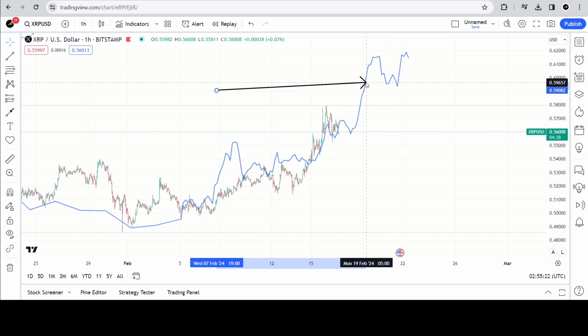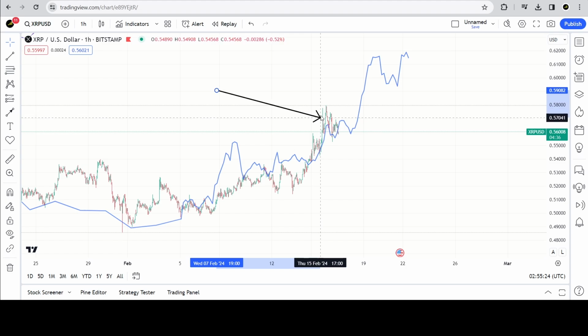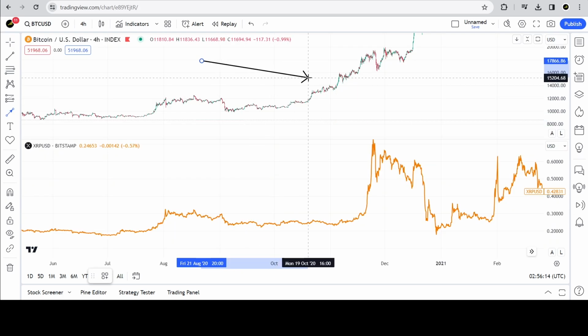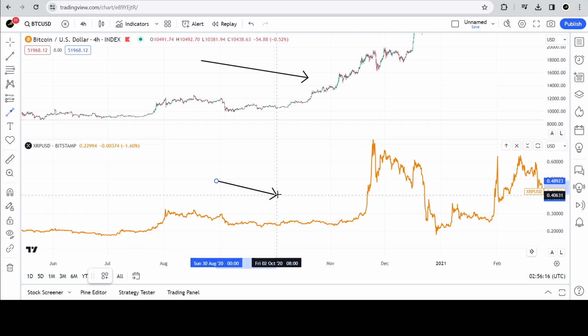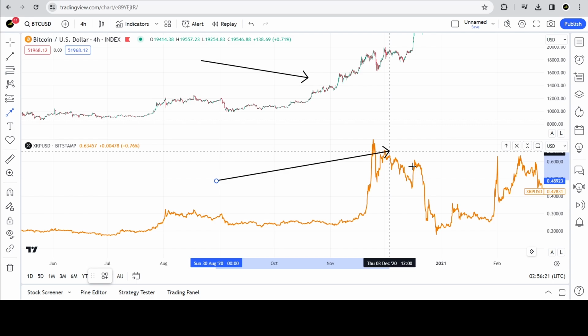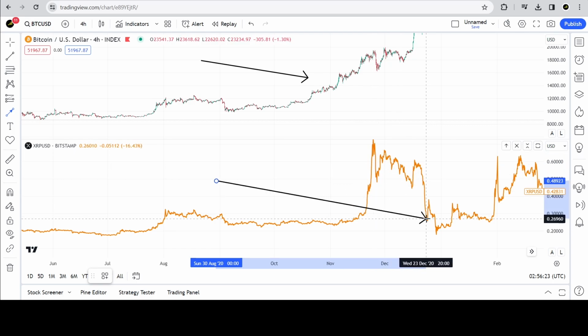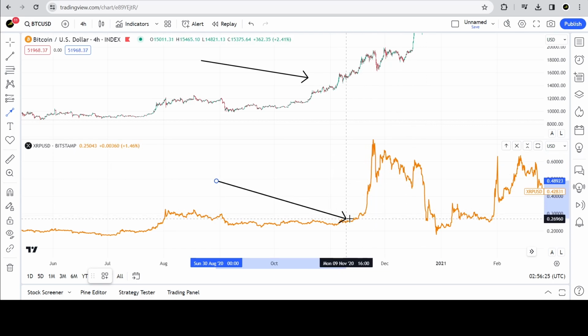Now I am going to make an argument that this is the correct one. And the way I'm going to do that is I'm actually going to compare this to Bitcoin. Okay, so I have Bitcoin on the top here, and on the bottom I have XRP. Now I have this at the time of the great fakeout. So here is that great fakeout. Now we would be somewhere in this area right here.